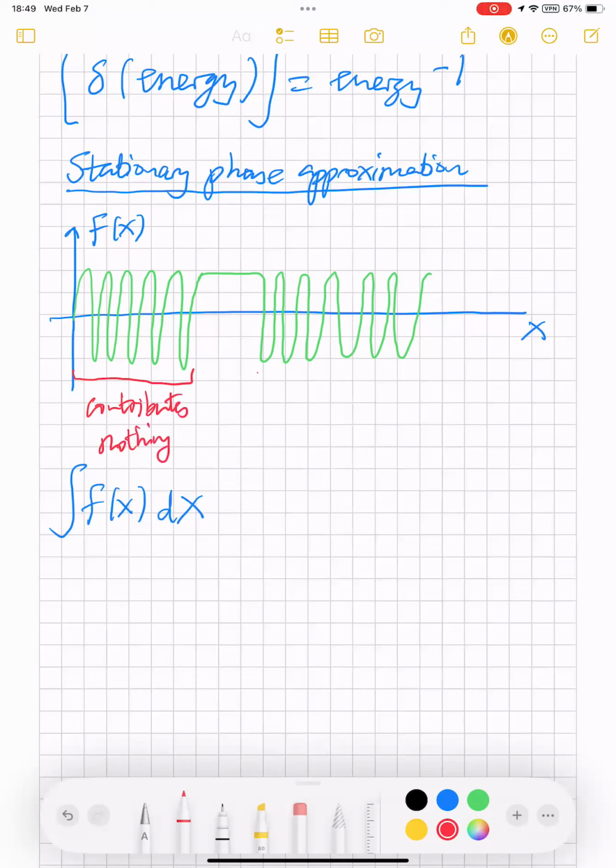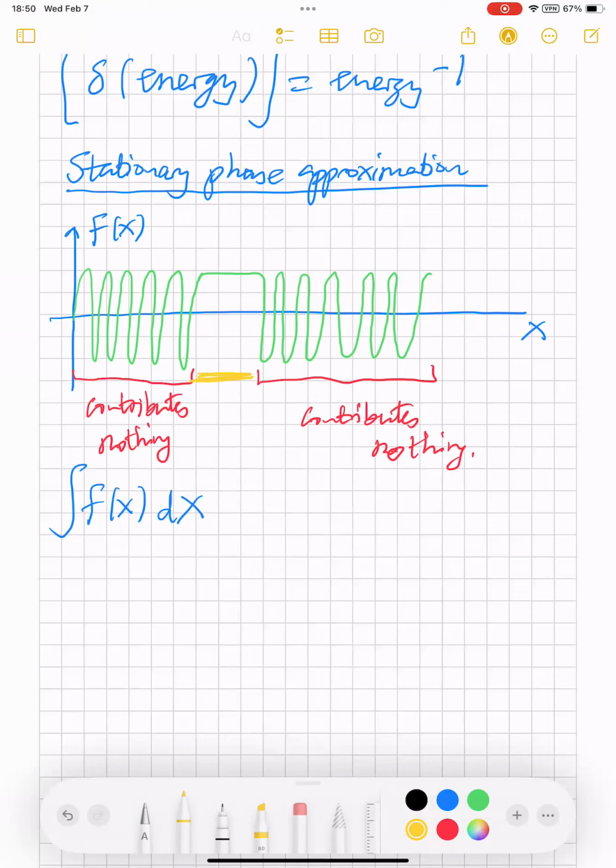You'd say this region contributes nothing. So the important region is this region in the middle. That's where all of the contribution is coming from. So this is the important region.